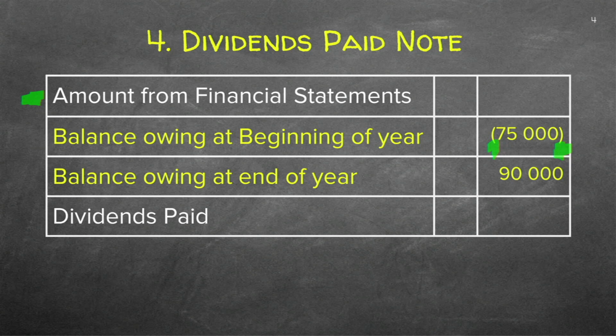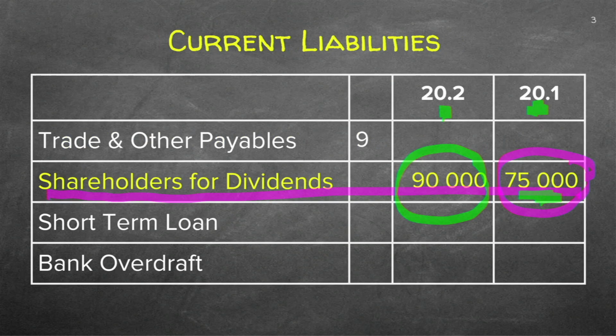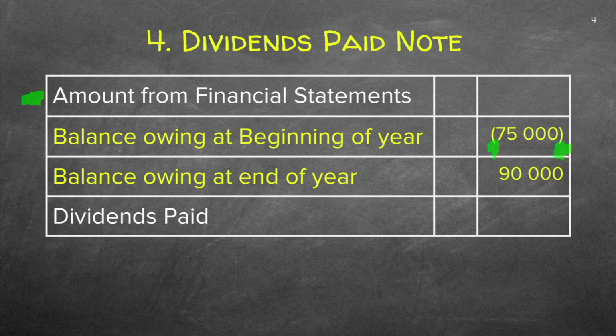Then, if I have a look at the balance owing at the end of the year, and I go back to the previous note, you will see that 90,000 Rand was owing at the end of the financial year, and here it is recorded as 90,000 Rand. We have not yet paid the shareholders this dividend because it was only declared at the AGM, and therefore we owe our shareholders 90,000 Rand.